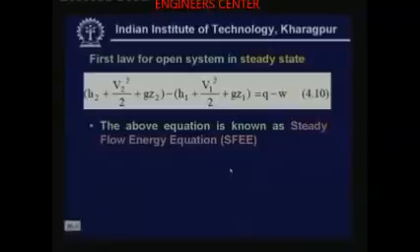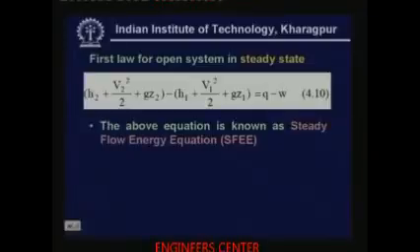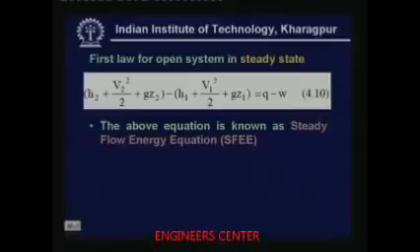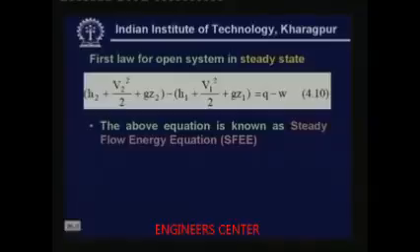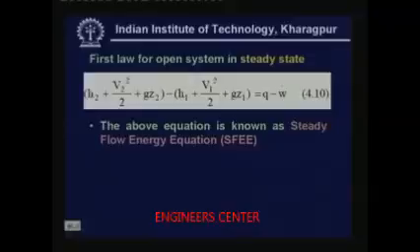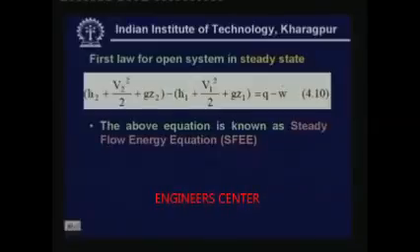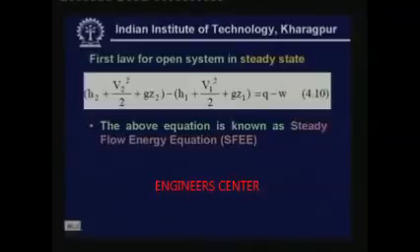Here, on the left hand side you have the net rate at which energy is entering into the system because of mass flow, and on the right hand side you have Q dot and W dot. Q dot stands for net heat transfer rate, and W dot stands for net work transfer rate per unit mass. So, this is the first law of thermodynamics for an open system in steady state, and this is also known as steady flow energy equation or SFEE. This is a very important equation and we will be using this equation repeatedly during this course.